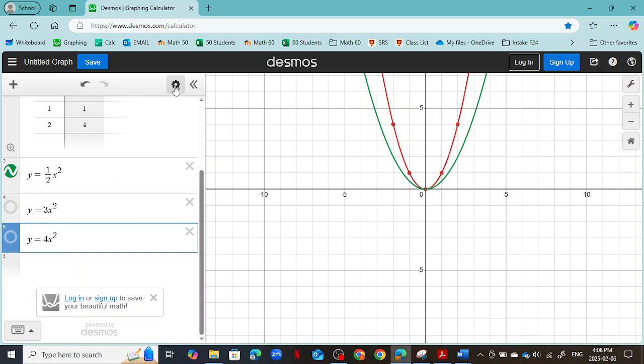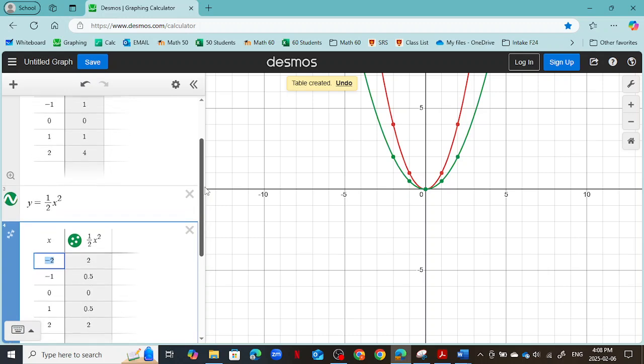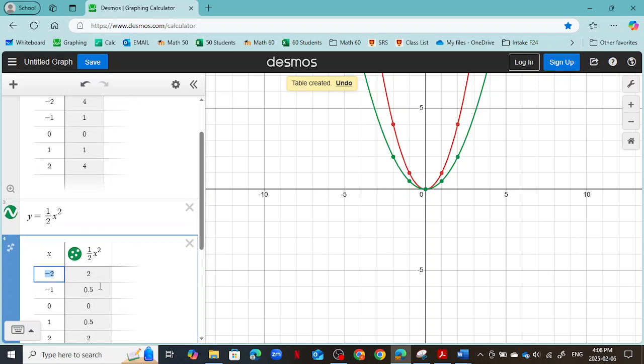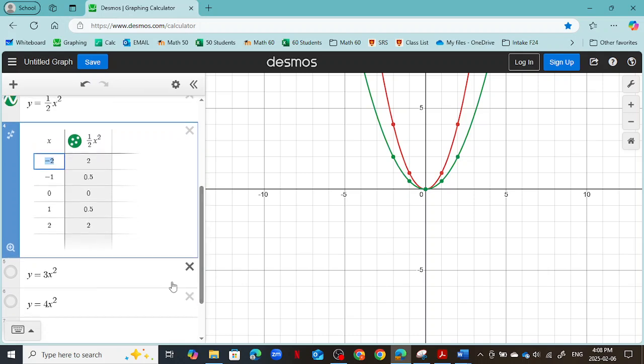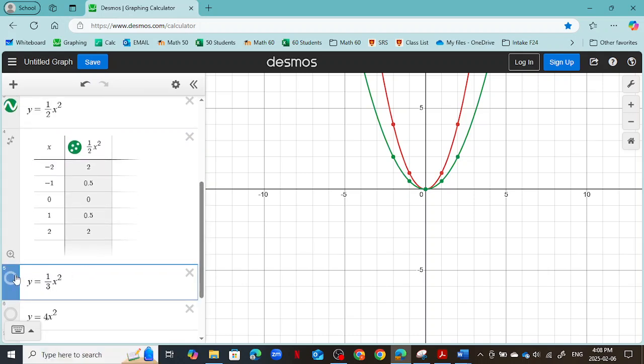Okay, so if I was to put the table of values for this guy in here, right? Instead of going 0, 1, 4, it goes 0, a half, and 2. It's going half as high. If I was to put in a third instead of 3, what's going to happen? Well, it's going to get even wider.